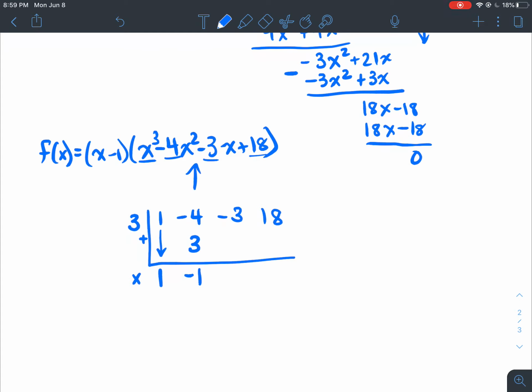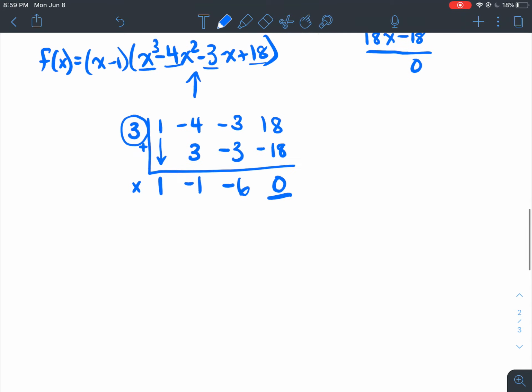Then we multiply. 3 times -1, -3. Then we add -3 plus -3, -6. Now we multiply. 3 times -6 is -18. And we add for a 0 remainder. And then now you know that 3 was actually your root.